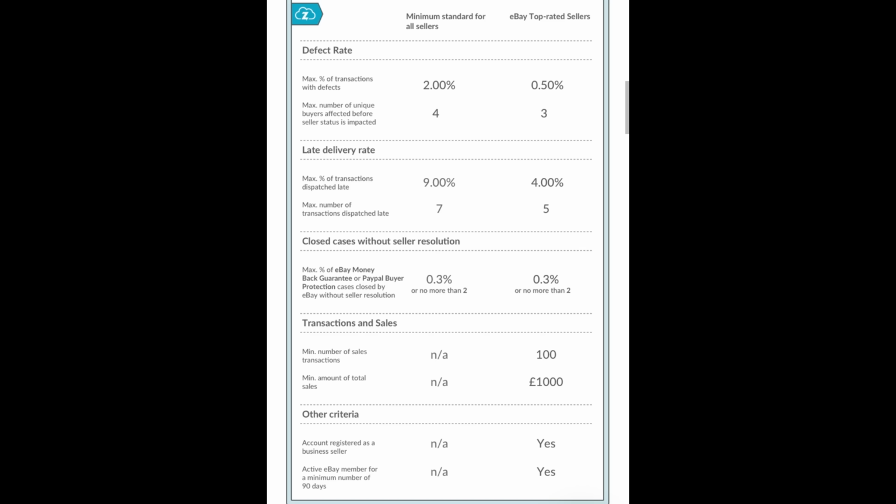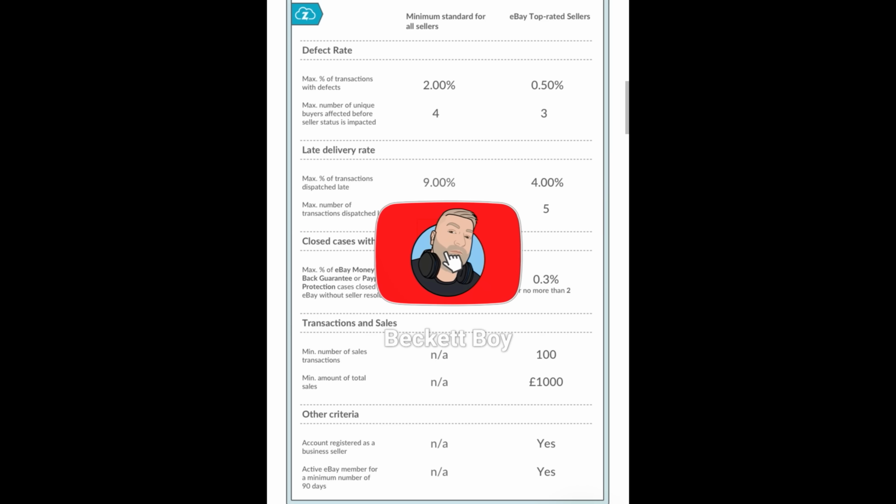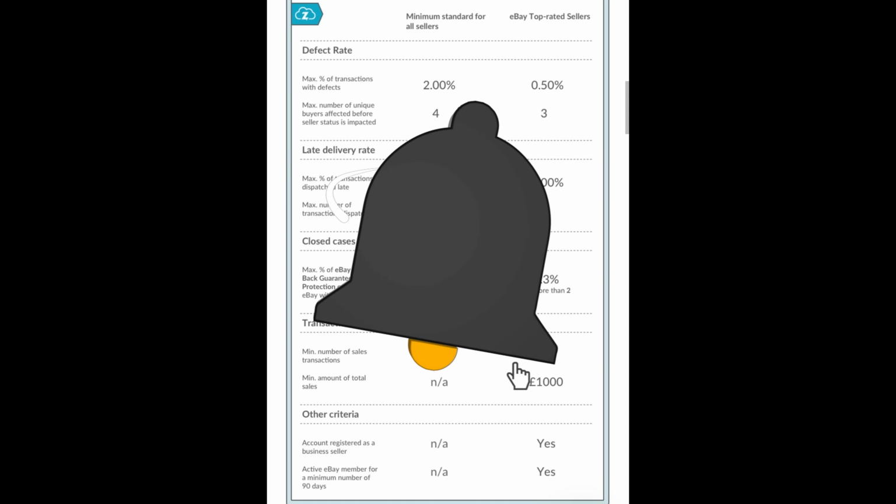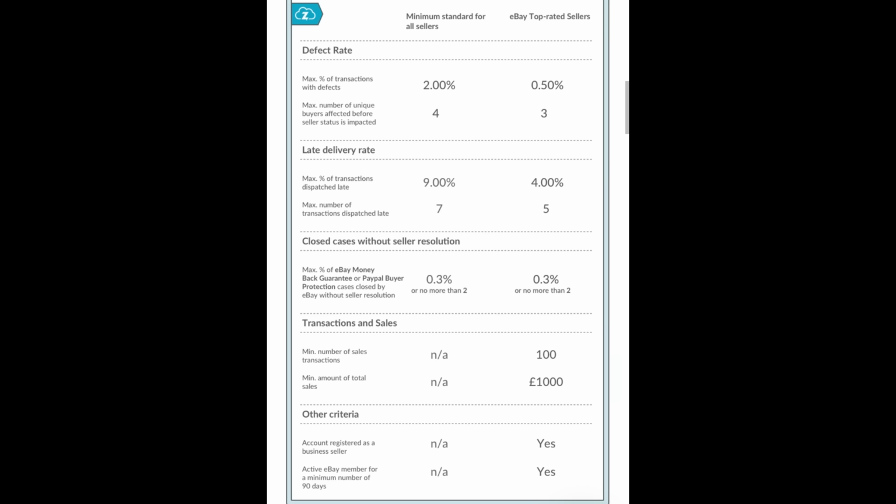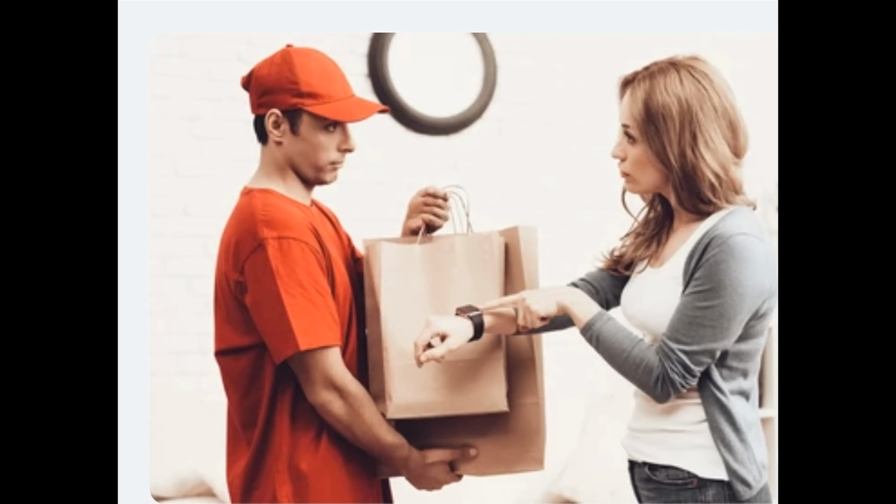eBay establishes that will affect your ranking, whether you're standard, above standard, below standard or top rated seller. I'm a top rated seller, and that is because I've got zeros across the board except for late shipment, which is just under 5%. But your 4 points of contact are your transaction defect rate, late shipment rate, cases closed without seller resolution, and transaction sales. So what I'm going to tell you out of those, the one to focus on the most is your late shipment rate.